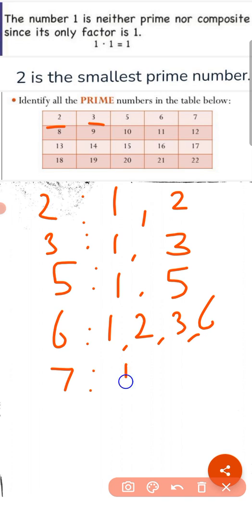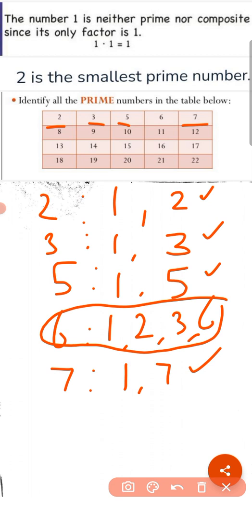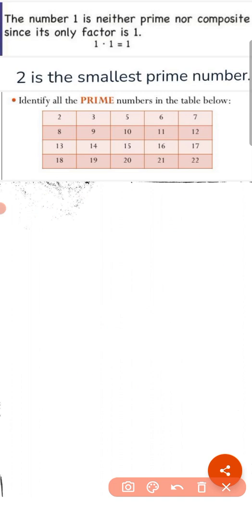Then the factors of 7 are 1 and 7. So in the first row, the prime numbers are 2, 3, 5 and 7, because these numbers have two factors, 1 and the number itself. 6 is not a prime number because it has 4 factors. Clear? Now let us check the second row.